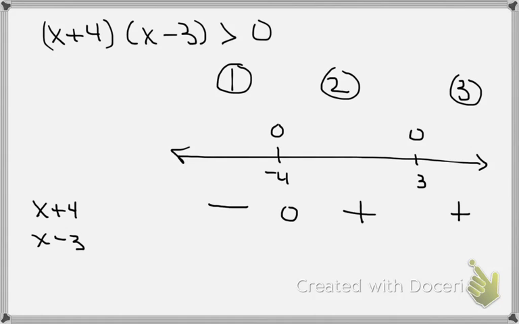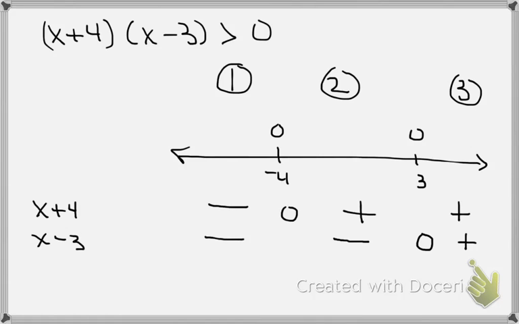Let's do the same thing for x minus 3. At 3, we have 0. Pick a test value to the right of 3, say 4. 4 minus 3 is 1, and 1 is positive, so everything to the right is positive. Pick a value between minus 4 and 3, say 0. 0 minus 3 is minus 3, which is negative, so everything in between minus 4 and 3 is negative. And then pick a test value to the left of minus 4, say minus 5, and minus 5 minus 3 is minus 8, so everything to the left is negative for the factor x minus 3.